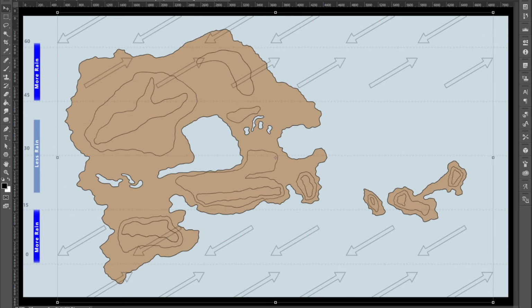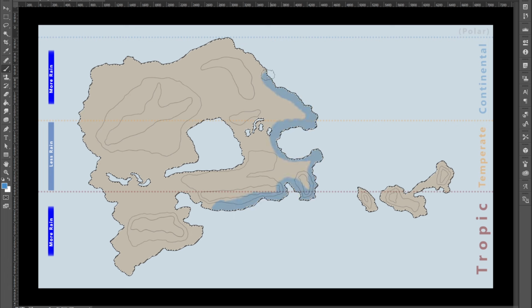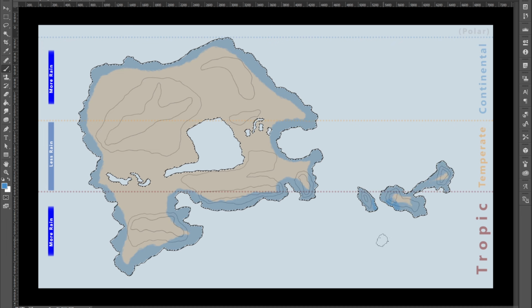In addition, areas near coastlines, especially near warm ocean currents, are generally going to have heavier rainfall than they would otherwise. With these steps, we have established a baseline level of precipitation for the regions of our continent. And we would be ready to fill in our biomes if our continent were totally flat. But of course it isn't.